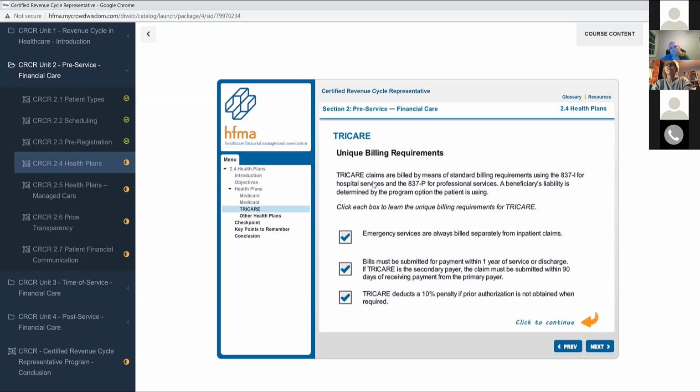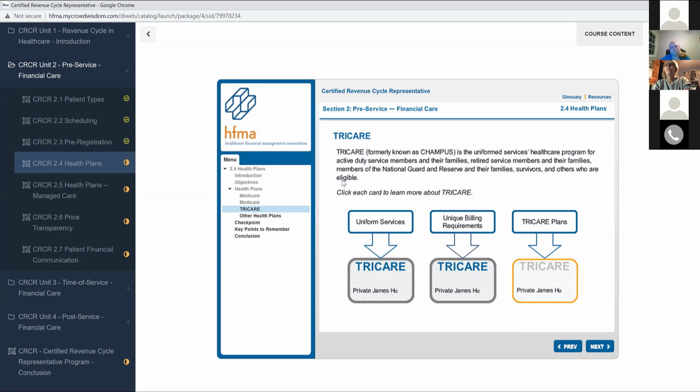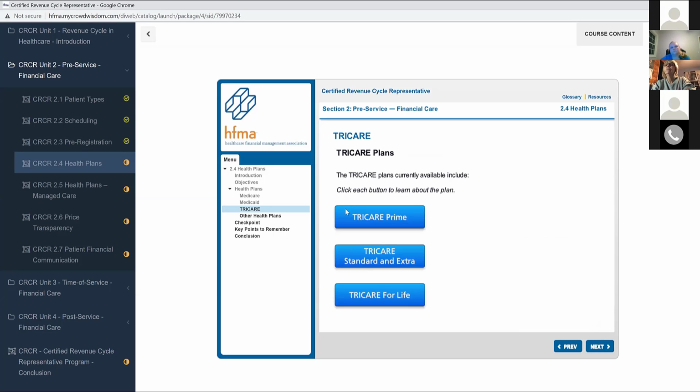And there are 3 types of Tricare plans that are available. So Tricare Prime is an HMO program where military treatment facilities are the principal source of health care with a point of service option, and the program covers active duty military and their families.